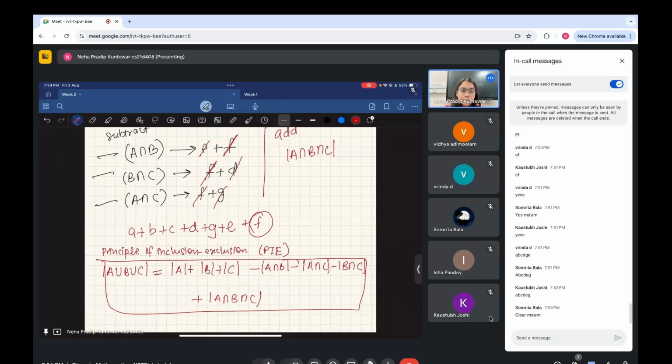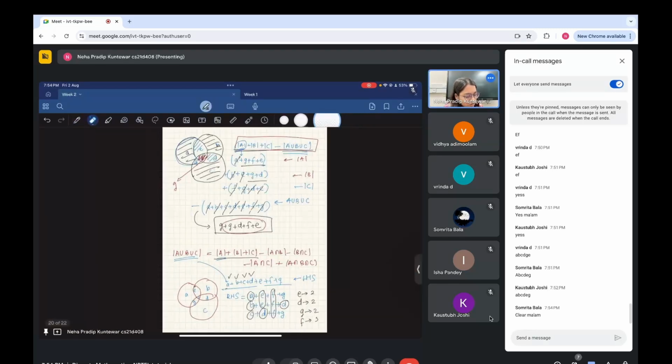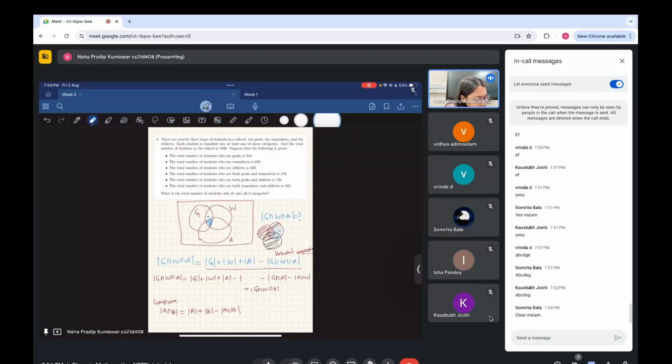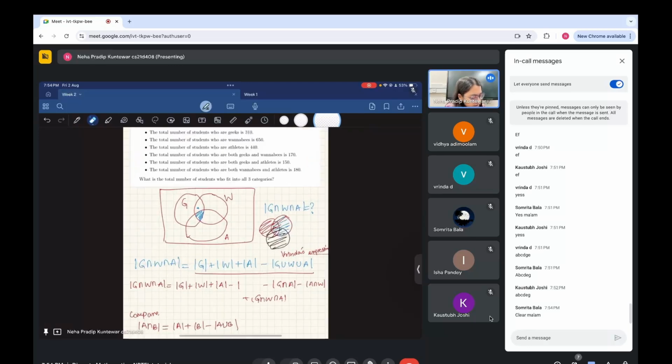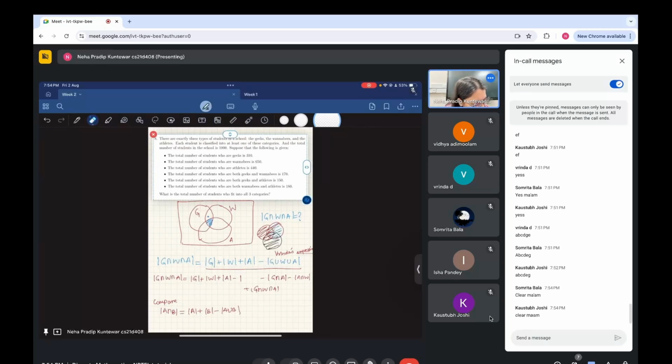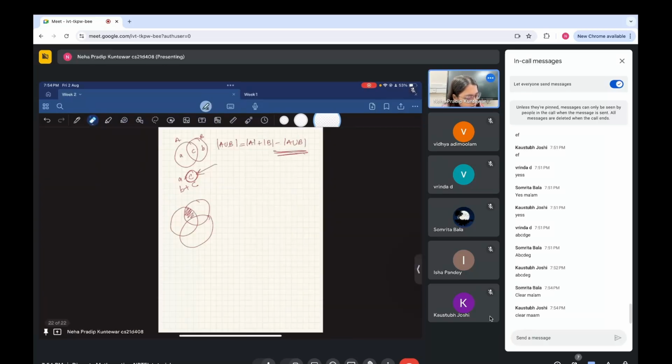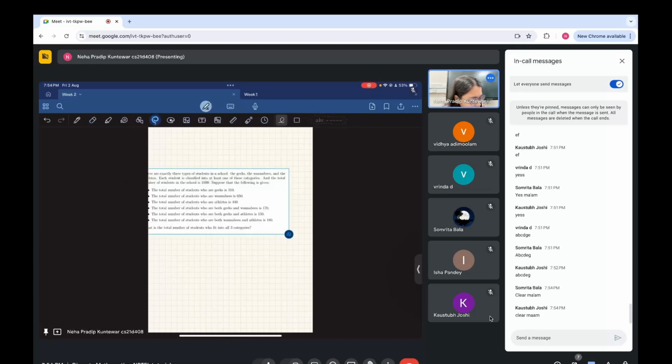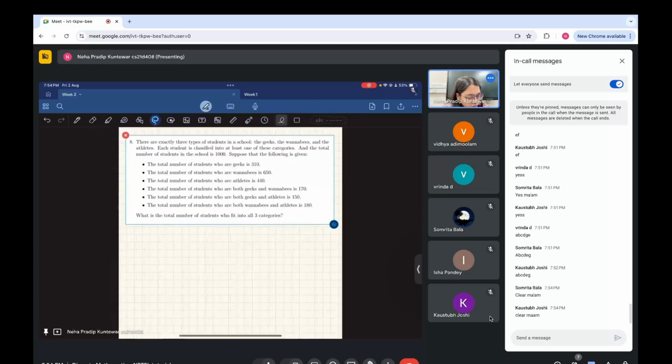Okay, so now I'll just copy this problem on a fresh page, and we can substitute the values in the formula and see if that matches with any of your answers. Okay, so this is the question. What I want to find out is the value of G intersection. I'll just write the formula that we wrote earlier by principle of inclusion exclusion. What is the total number of students that are there?